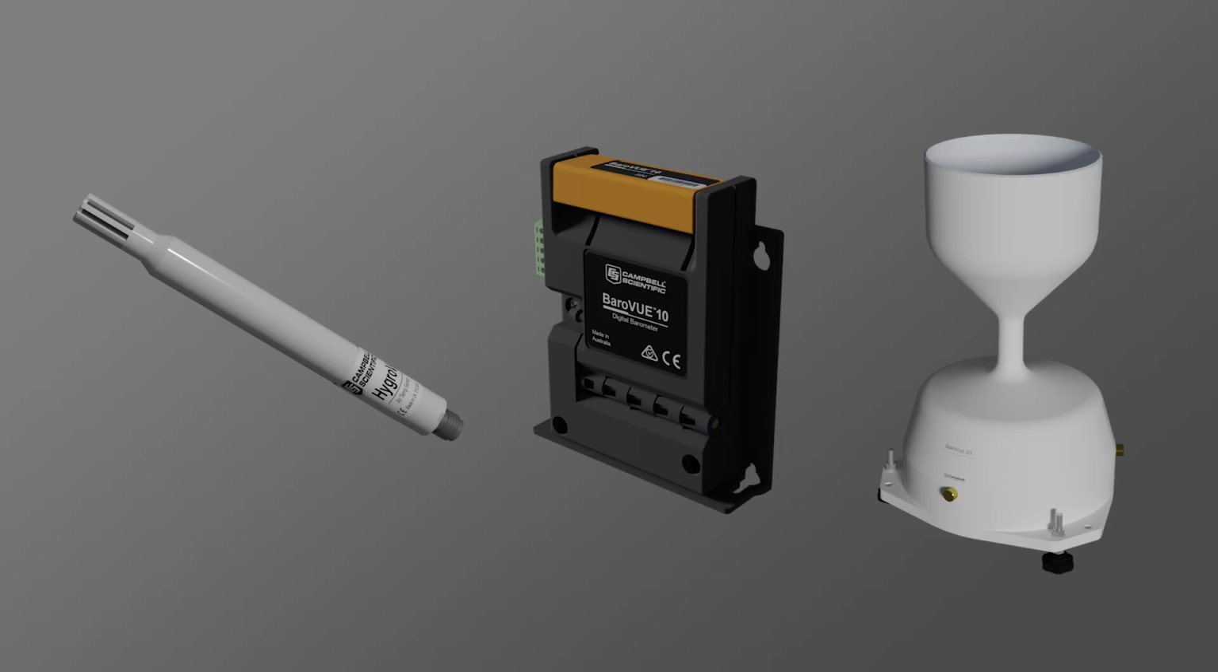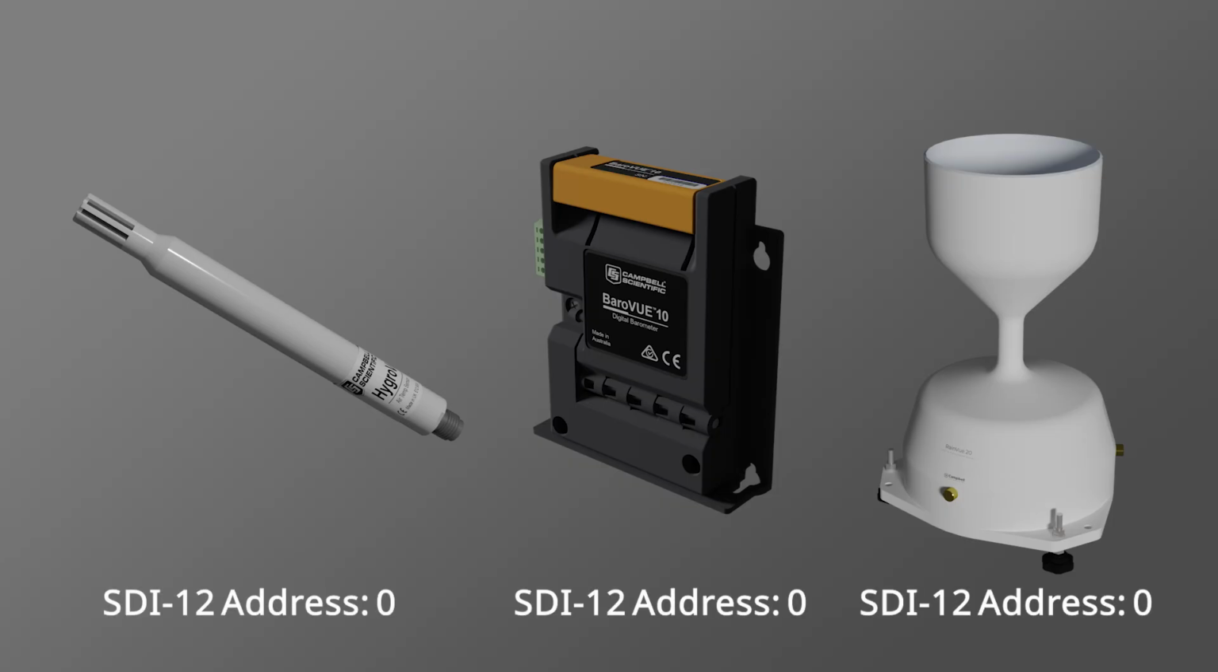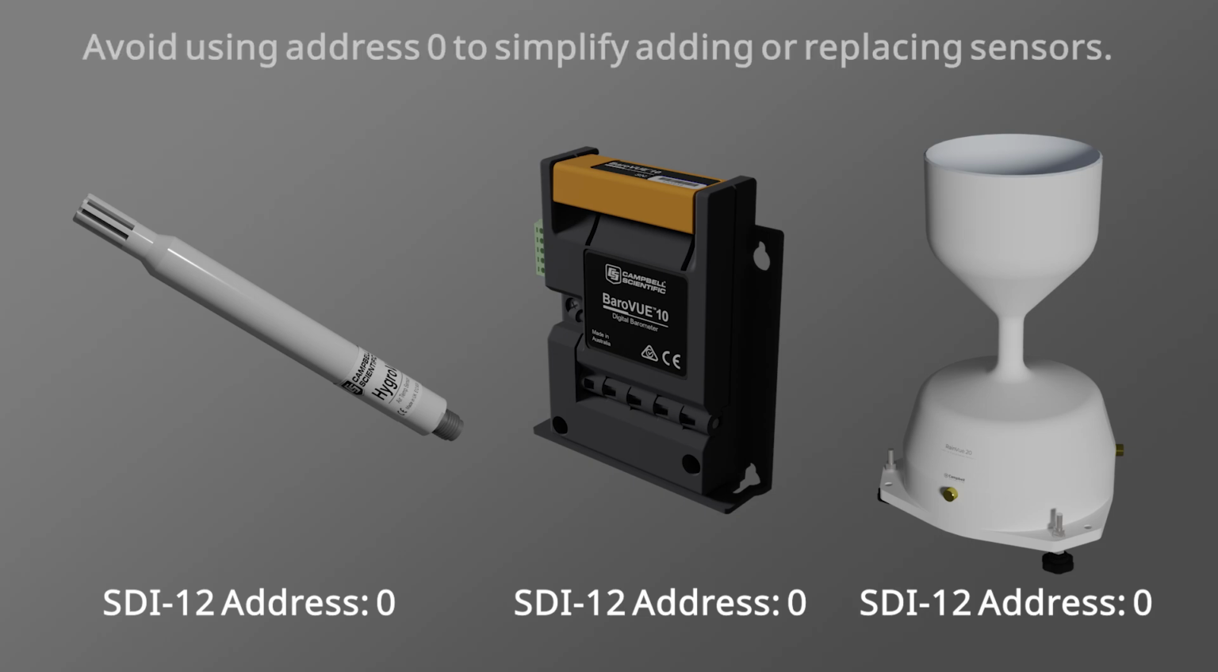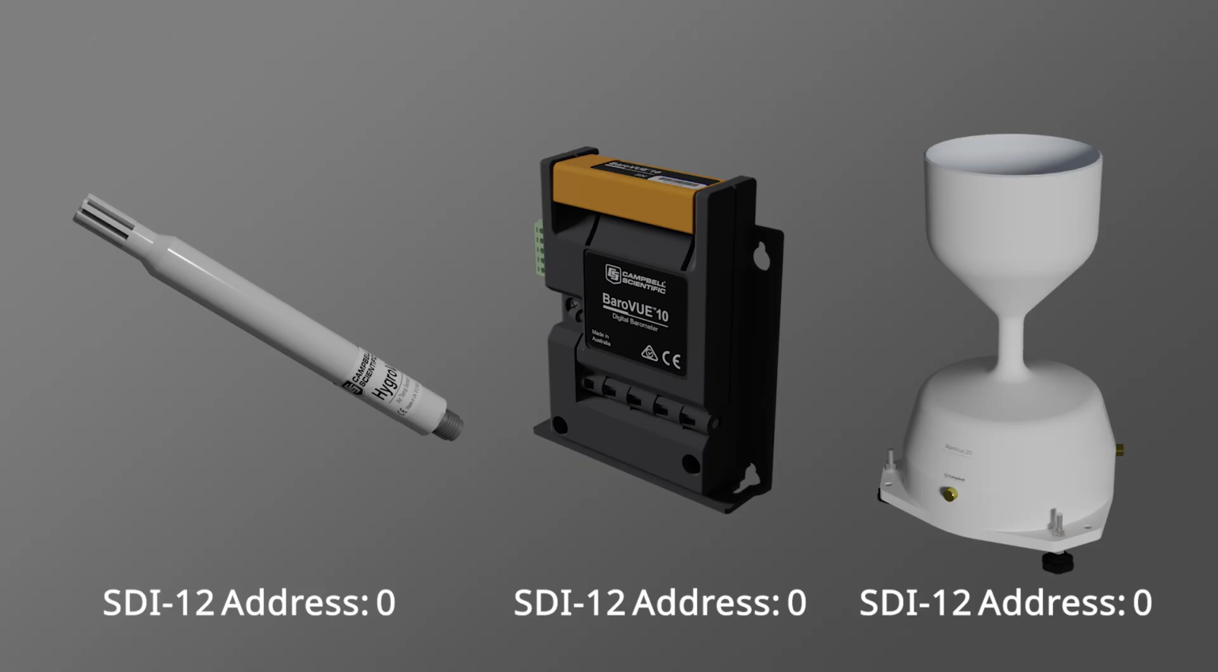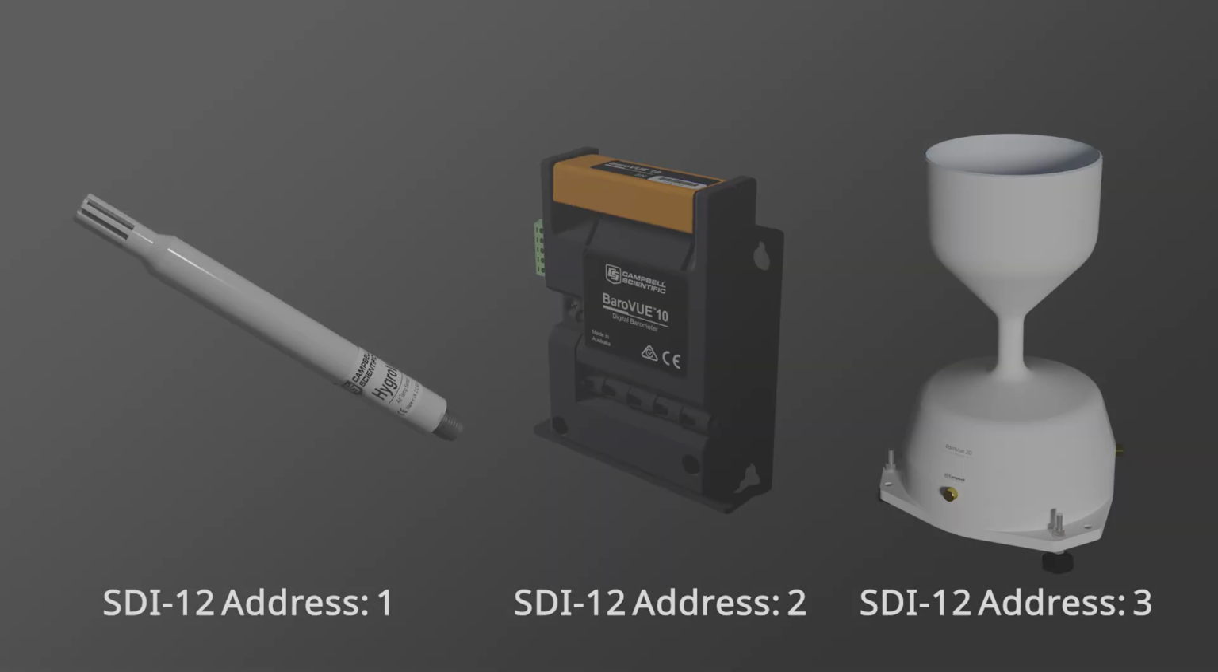SDI-12 sensors ship with a default address of 0. To allow multiple sensors on the same channel, each sensor must be assigned a unique address. To avoid confusion when adding or replacing sensors, it is good practice to avoid using address 0. For this video, I will be using the following addresses: HygroVue 10, address 1, BaroVue 10, address 2, RainVue 20, address 3.